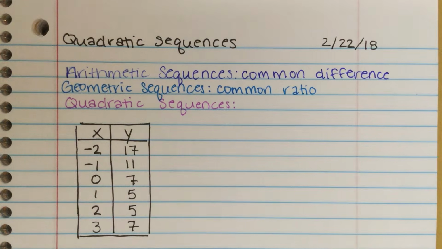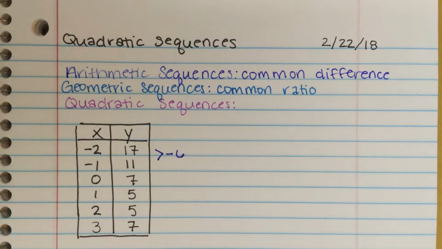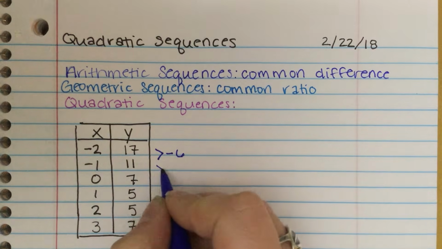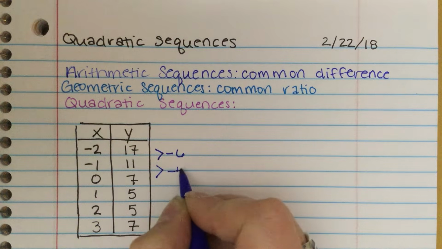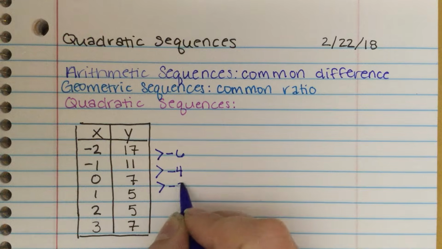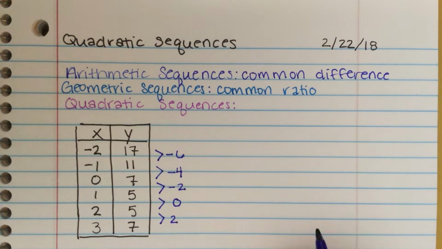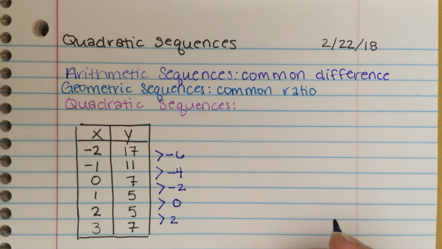So I'm going to treat this as though I assume that it is an arithmetic sequence. I'm going to find if there is a common difference. To get from 17 to 11, I would subtract 6. To get from 11 to 7, I would subtract 4. To get from 7 to 5, I would subtract 2. To get from 5 to 5, I would subtract 0. And to get from 5 to 7, I would subtract 2. Now, unfortunately, as we can see, there is no common difference.